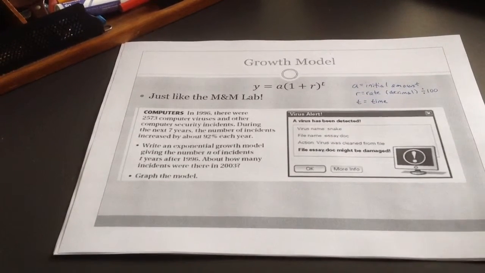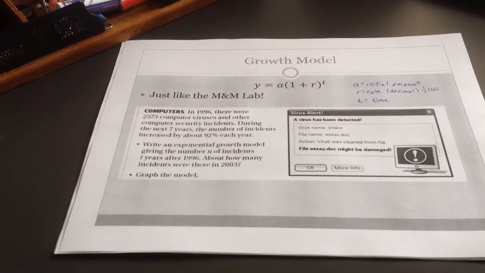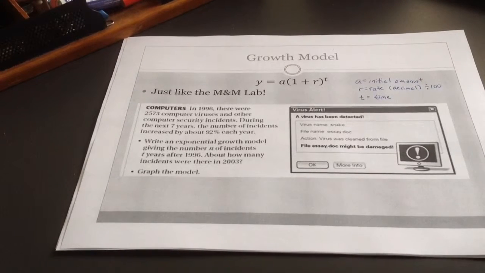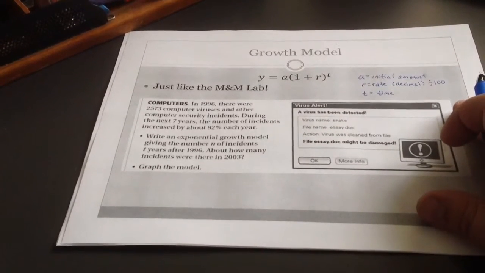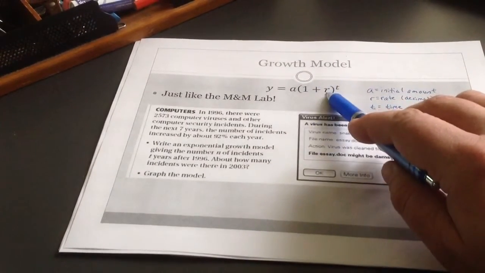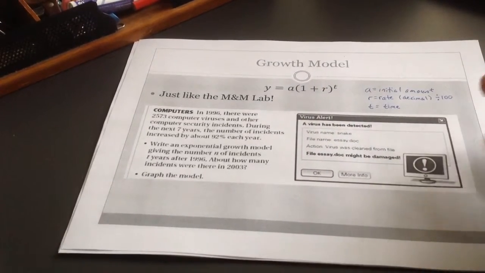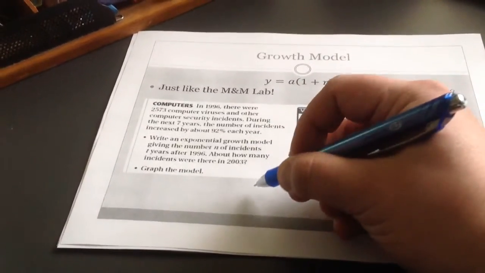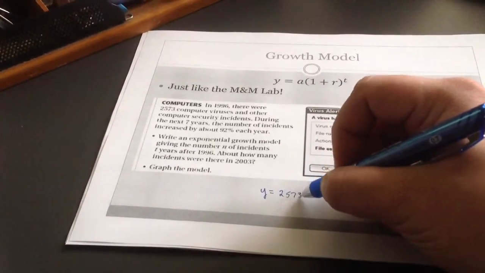In our M&M lab, when we were doubling our pile in front of us, remember that was a 50% growth. Just giving a comparison. So what we're going to do is write an exponential growth model that is going to be comparing the number of incidents n over the course of t years. When you write a model, the only two things we need to plug in, kind of like the model we did on the M&M lab, is a and r. We leave y and t the way they are so that we can use this model for any number of years that pass. So when I write my model, it's going to be the initial amount of viruses was 2,573.